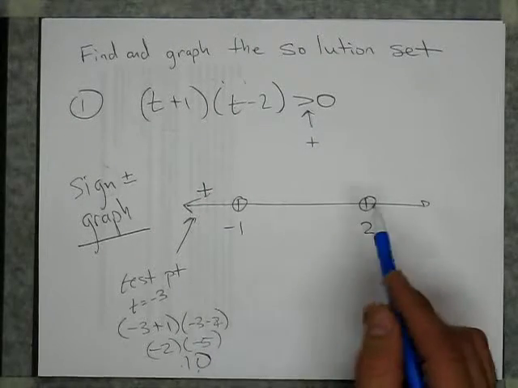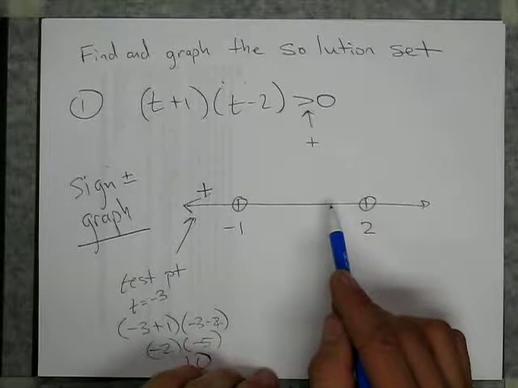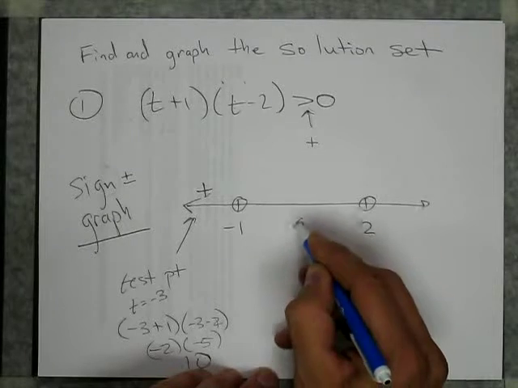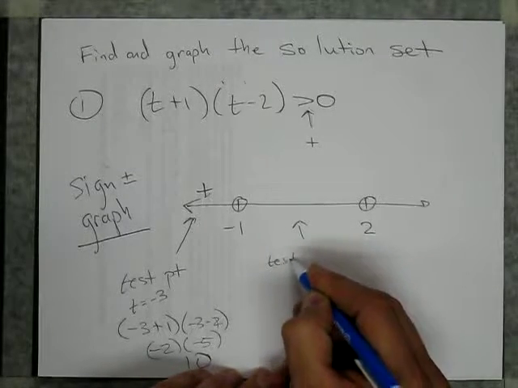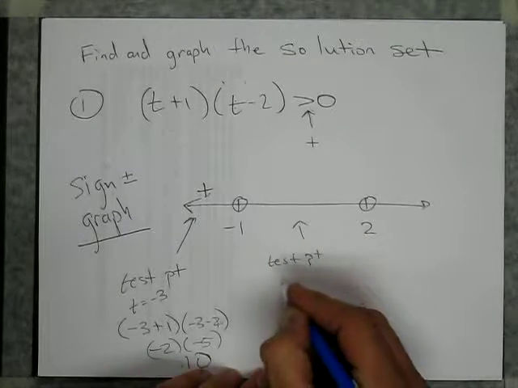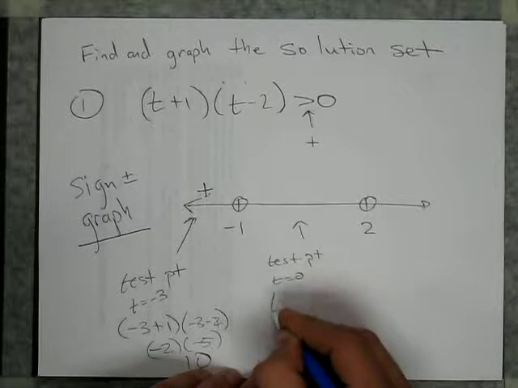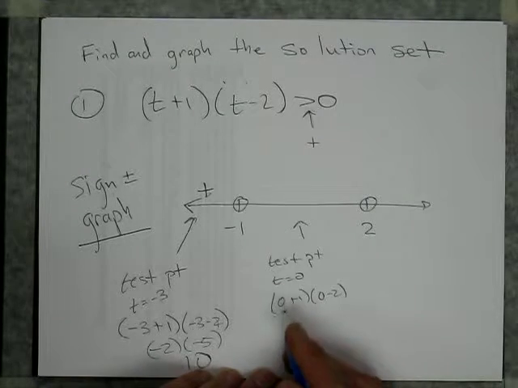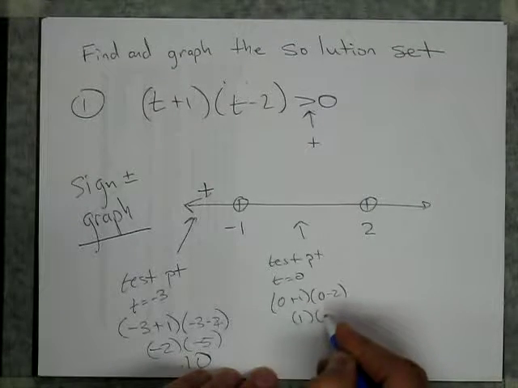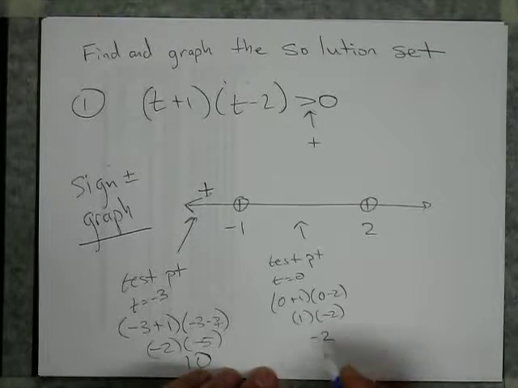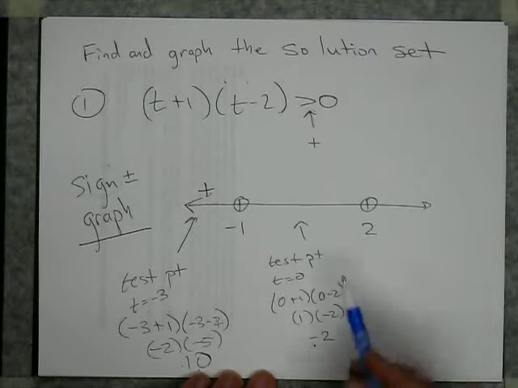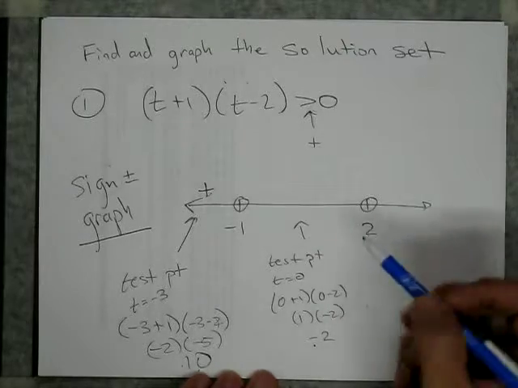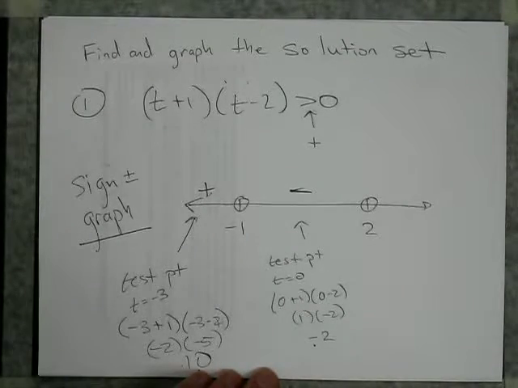Now we need to look and say, what about here between -1 and 2? So we plug in another test point. Another test point that would be easy in this case would be 0. So t equals 0. So what about 0 plus 1, 0 minus 2? So what do we get out there? We get 1 times a -2, and so we say, oh, that's -2. The values that we're going to get out, no matter if you plugged in a -0.5, 0, or 1, you're going to get out negative values in there.